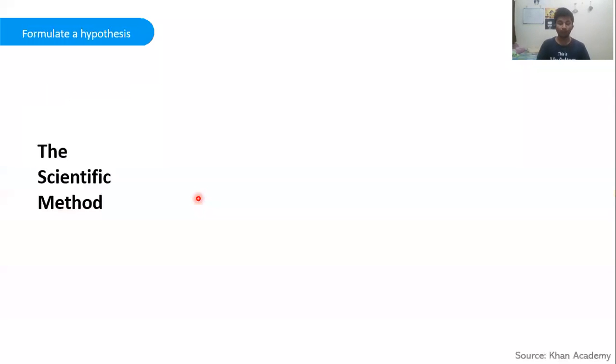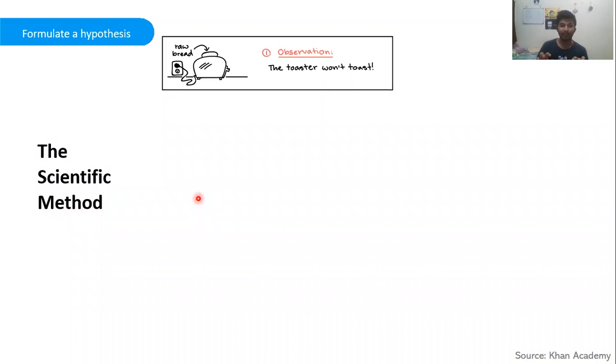So when we begin with it, something that you need to understand is the scientific method. How do we operate? What is the basic scaffold when we actually conduct research? What are the steps behind it? So there's a very good comic panel to understand it. I've taken this from Khan Academy.